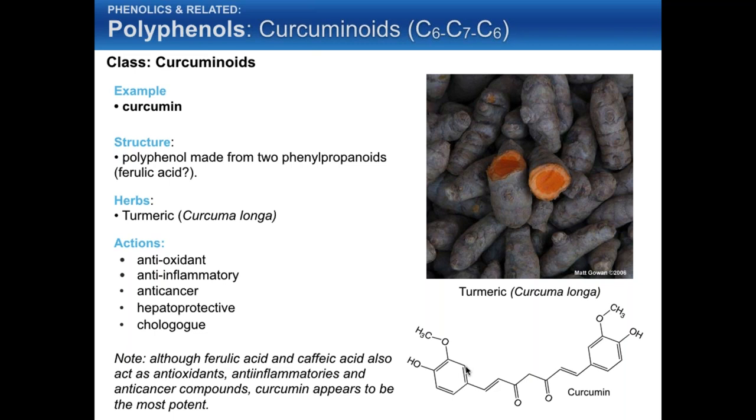And what makes turmeric unique, I think everyone knows, is this beautiful bright yellow color. It's been used in curries for hundreds and hundreds of years. It's been used also as a dye.